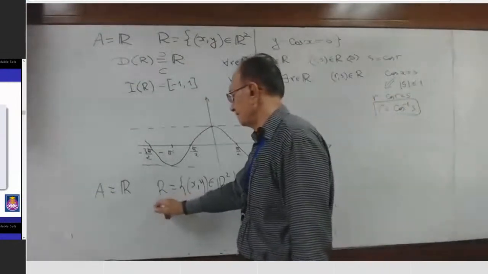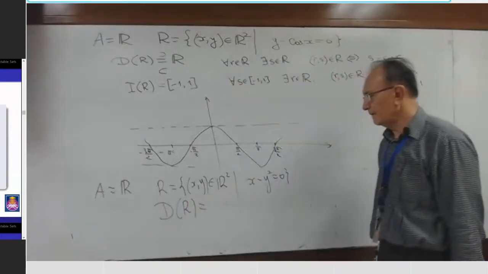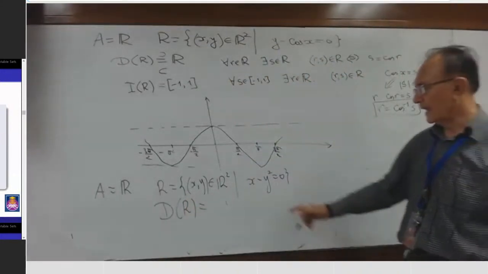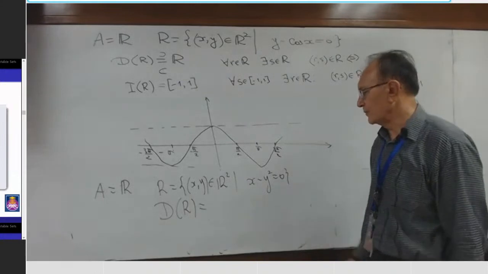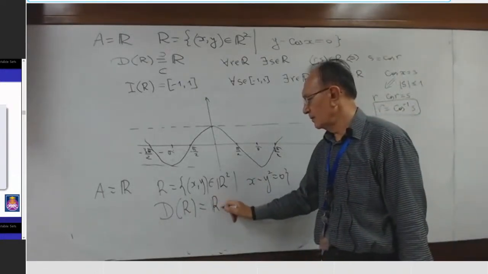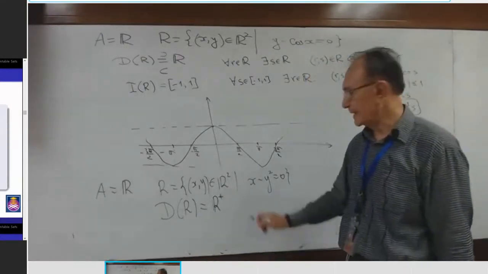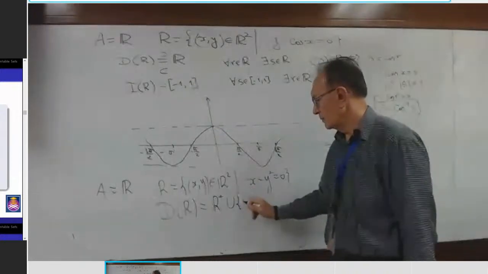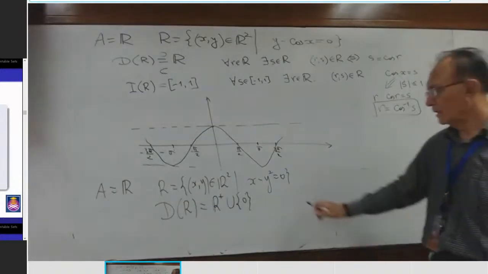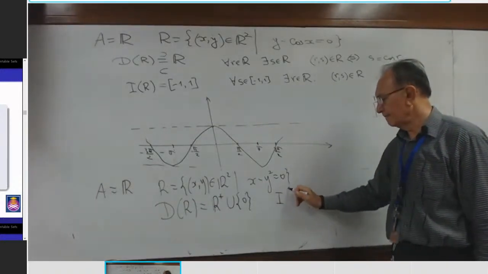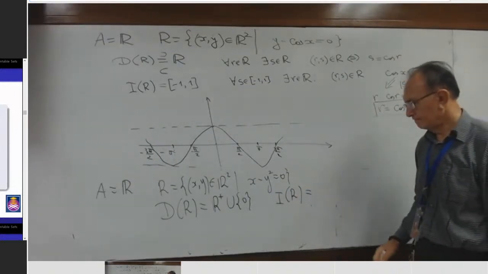Domain first. What's the domain of R? Those x where y can be found. Of course, it is the positive part together with the origin, R plus and 0. Then for the range, we have R.